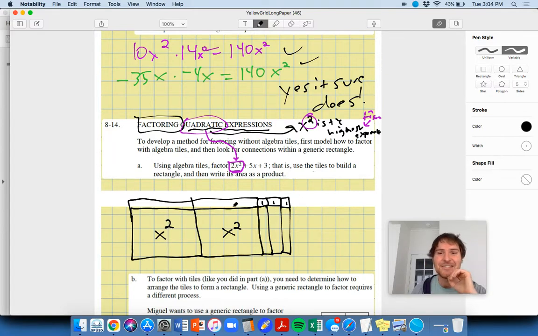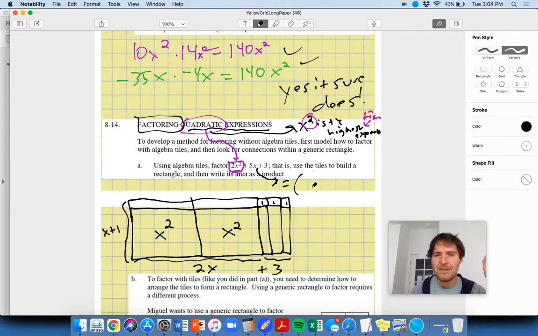Use the tiles to build out the rectangle, then write its area as a product. So this thing right here equals, well, what are its dimensions? This is a width of 2x. This is a width of 3. And this is a height of, well, this is x and that's 1. This is a height of x plus 1.